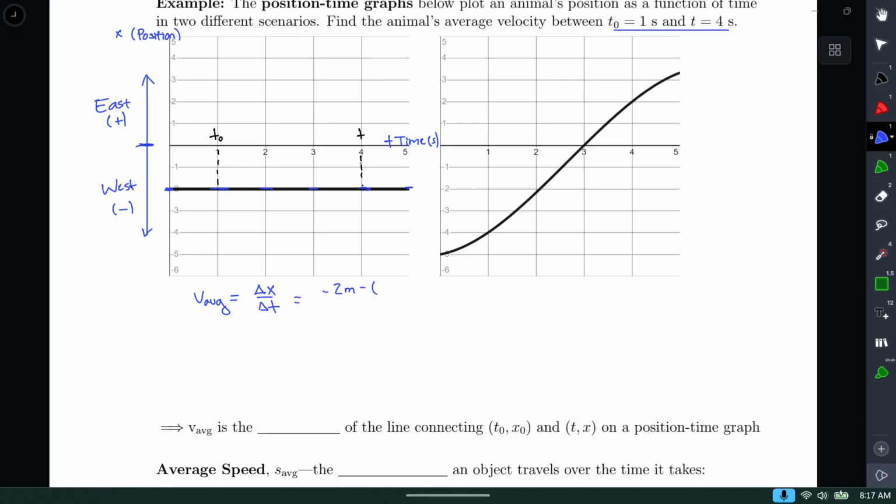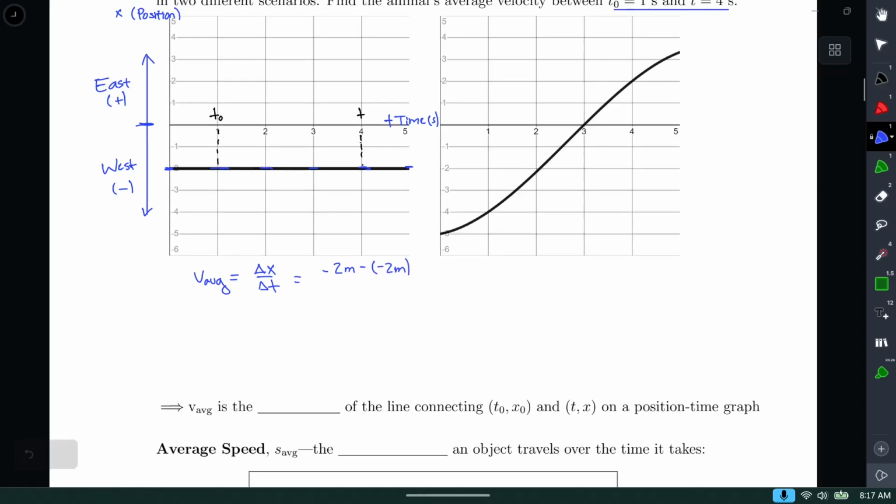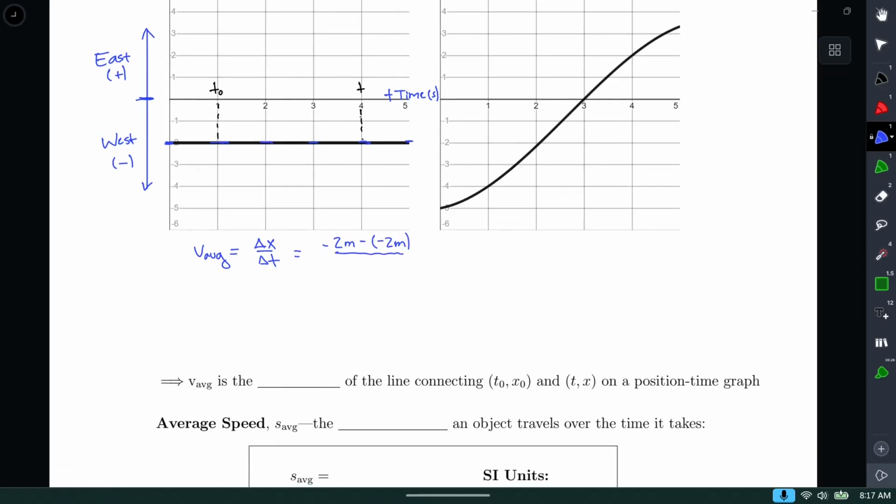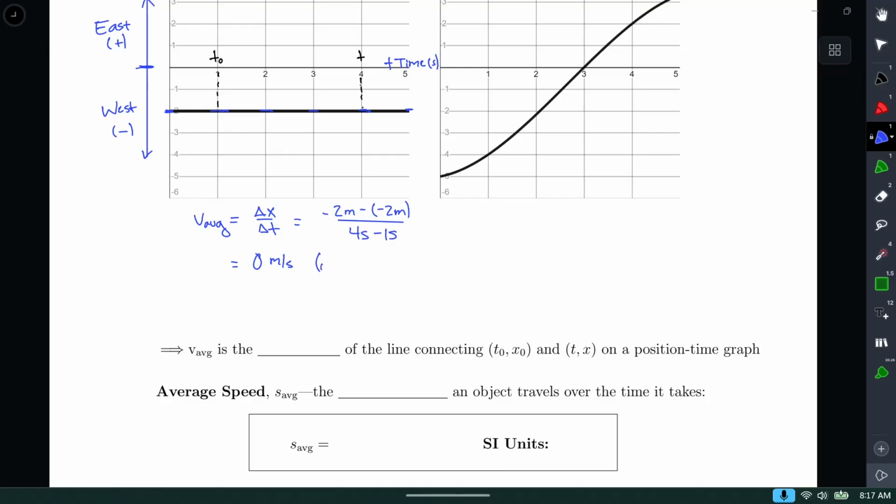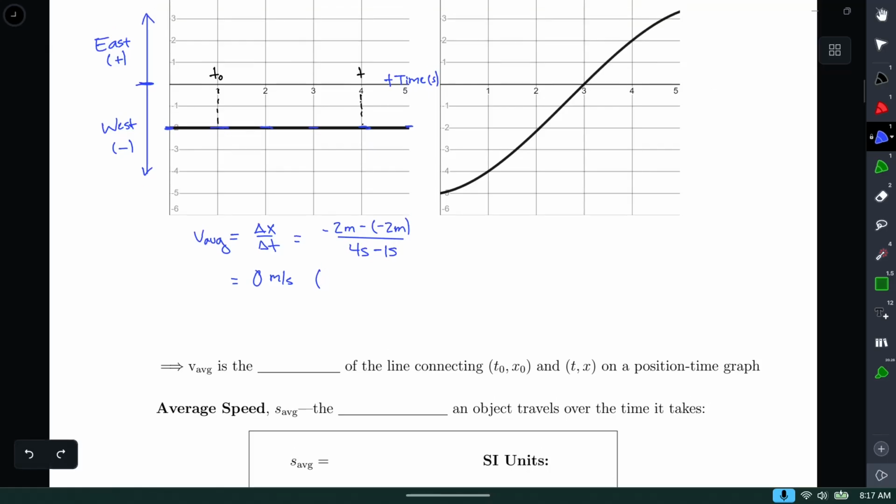So minus, minus. And again, that feels kind of backwards that we're putting the later time first, but that will give the correct signs for everything. So if I calculate this, it's -2 plus 2. That's going to come out to 0. So no overall motion.